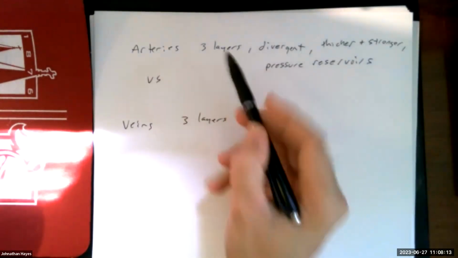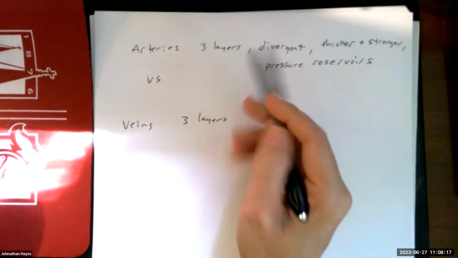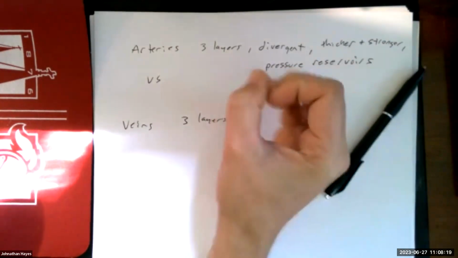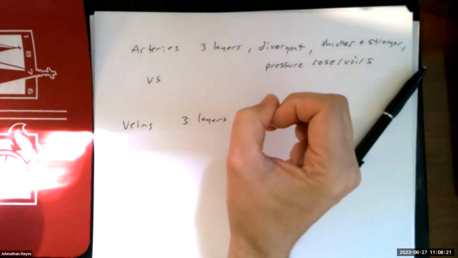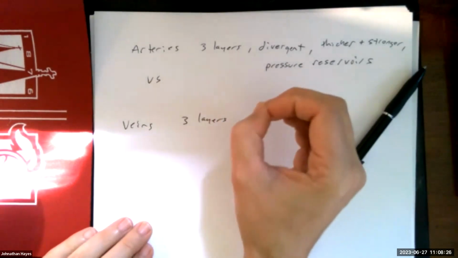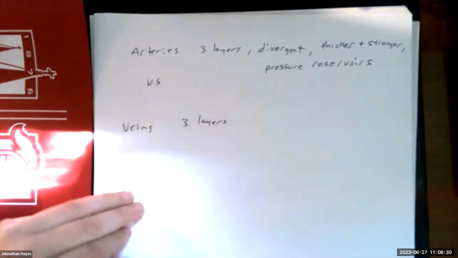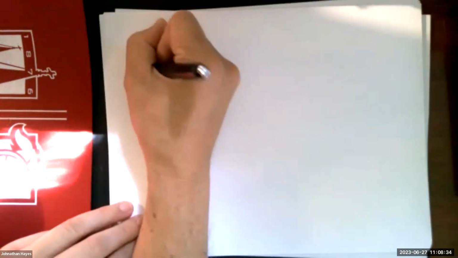So of their 3 layers, which are fundamentally the same, the tunica media in arteries is much more well developed. So they are much thicker, much stronger. So when you push blood into an artery, it's going to naturally resist that because they're so thick and strong. Veins are going to be much thinner. So we can go ahead and draw them out now if you want to. But let's say we have an artery right here.